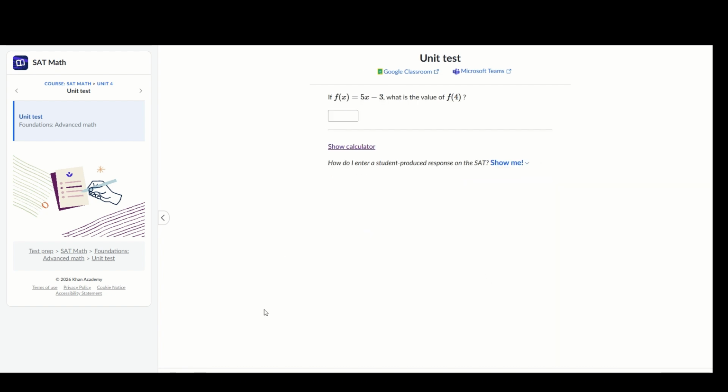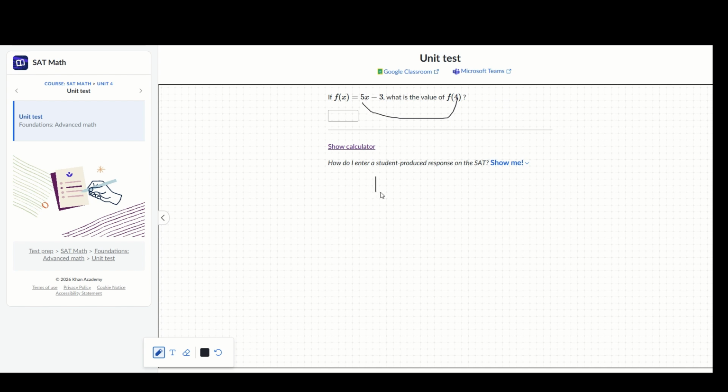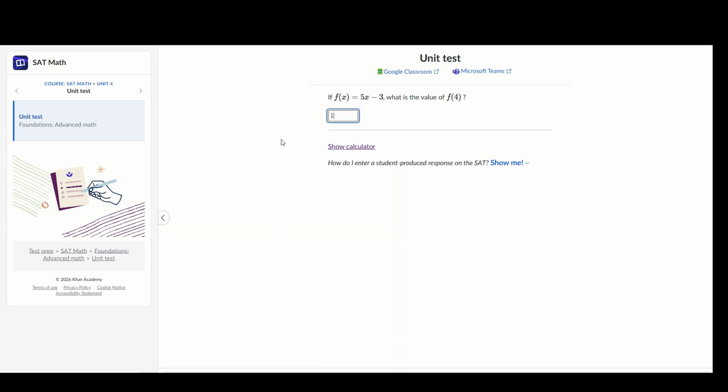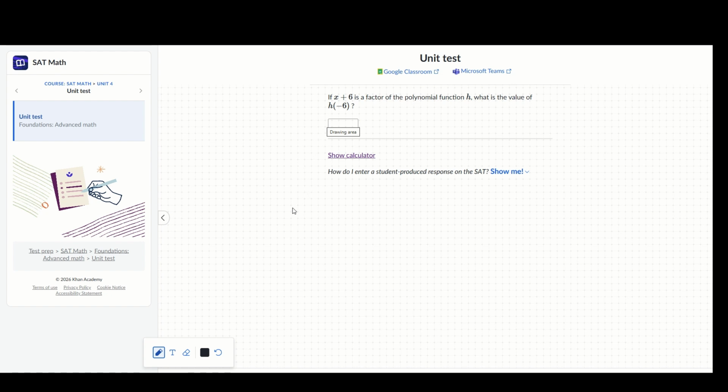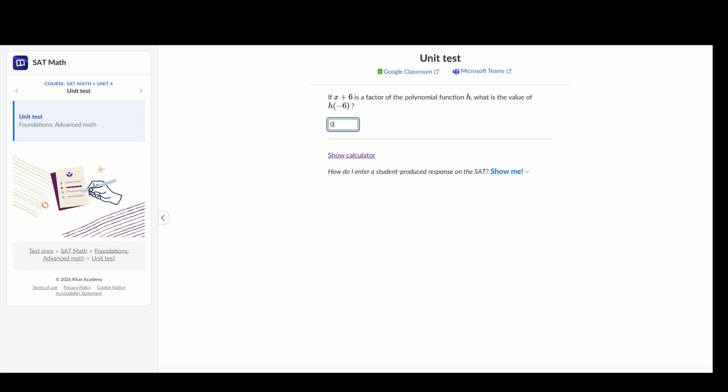Yeah. Next. The thing is that we need to plug in, and that's all. 5 multiplied by 4 minus 3, we get 17. Yep, next. If x plus 6 is a factor of polynomial function h, what is the value of h of minus 6? We need to put it in here, and we get 0. Let's check, it may be correct.